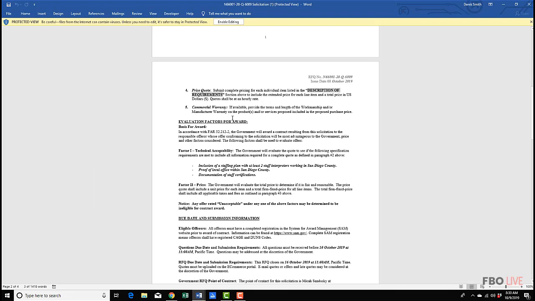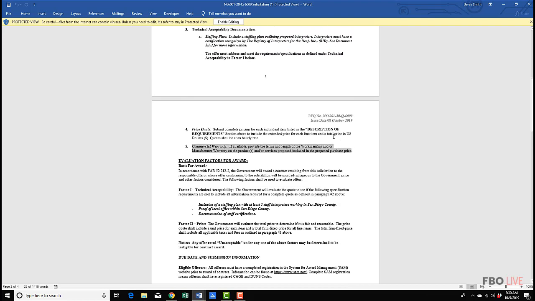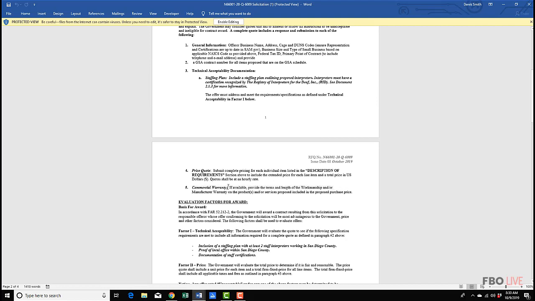Okay. I think commercial warranty. If available, provide the length in terms of the workmanship and any manufacturer warranty and or services proposed included in the proposed purchase price. So this seems rather like boilerplate to me. Like, I don't know that you would have a workmanship warranty. I definitely know you wouldn't have a manufacturer warranty because this is a services-based contract, and what are you going to warranty? So to me, this is boilerplate, probably something they should have taken out, but for whatever reason, they decided to leave it in there.